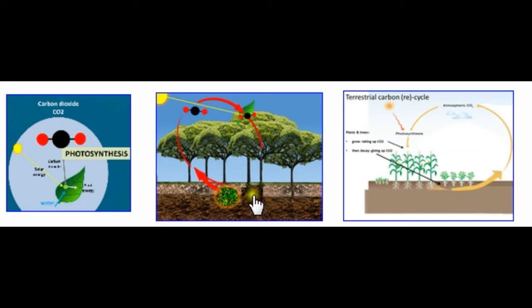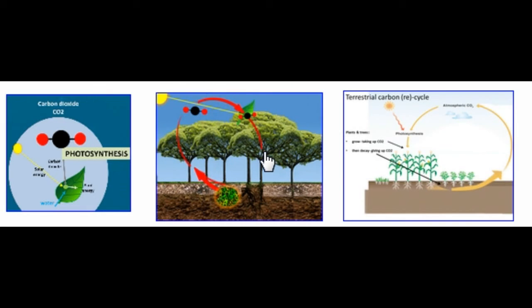Now this is a recycle. There's no way that the short to medium term carbon cycle can remove in any permanent sense carbon dioxide from the atmosphere or carbon from the carbon cycle. Essentially it's just recycling all the time.